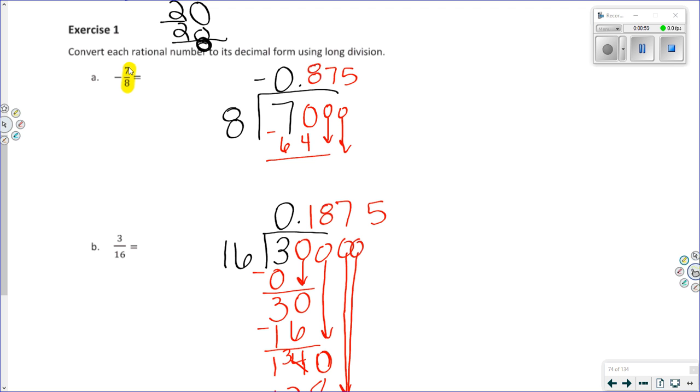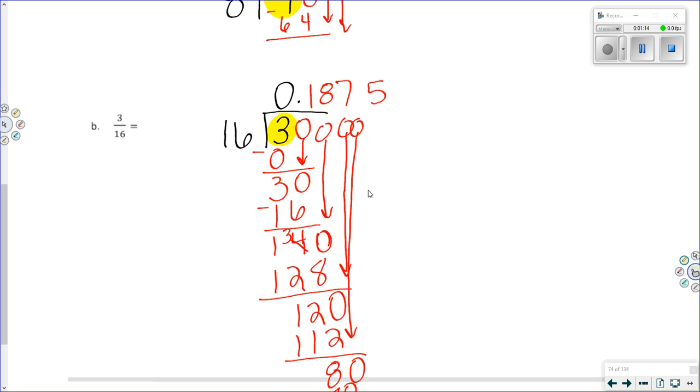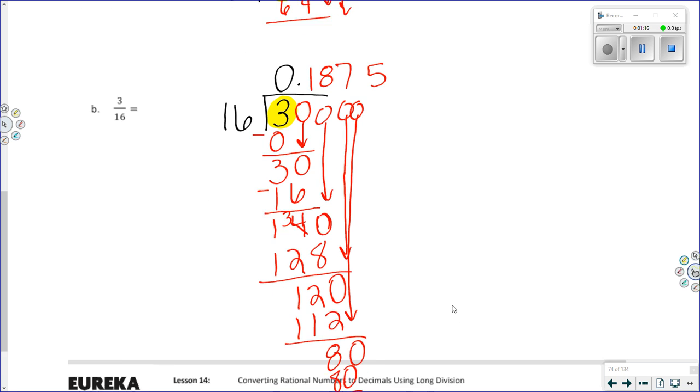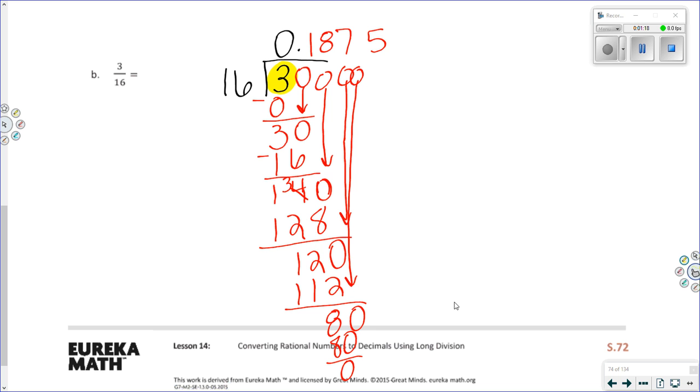So the thing I need you to realize is the top number goes in the box. The top number goes in the box, always. It doesn't matter if it's bigger or smaller. We just know that with a proper fraction, we're going to get a 0 point decimal. This one here was a long division. Look at all that, okay?